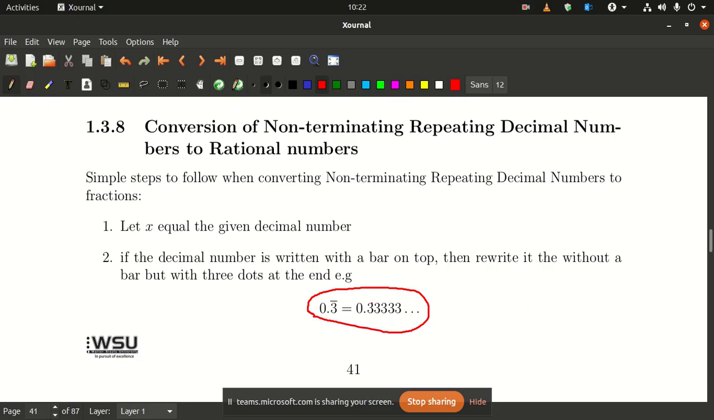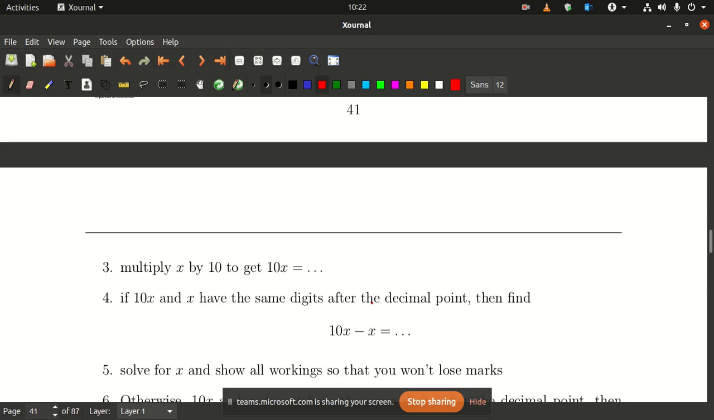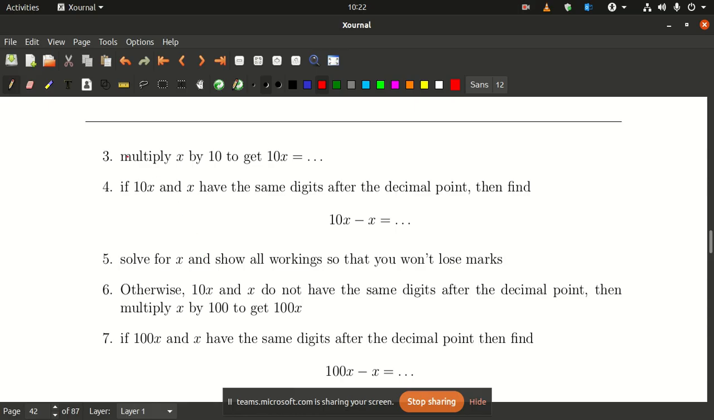Okay. Are we all done? Silence means yes. Let's move. Number 3.